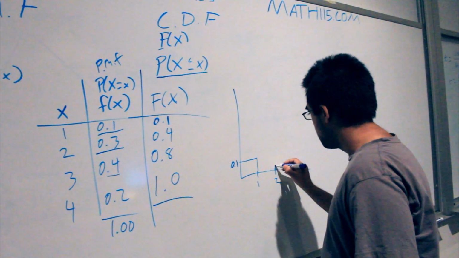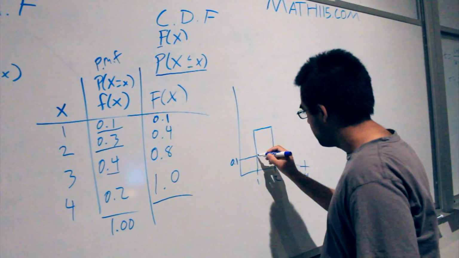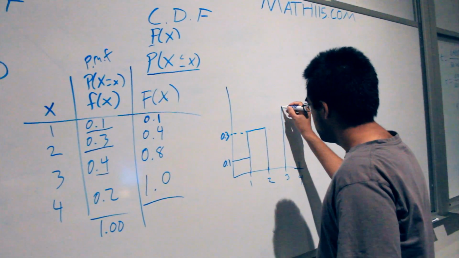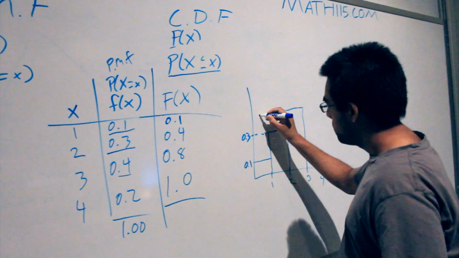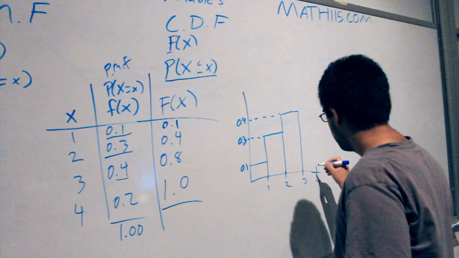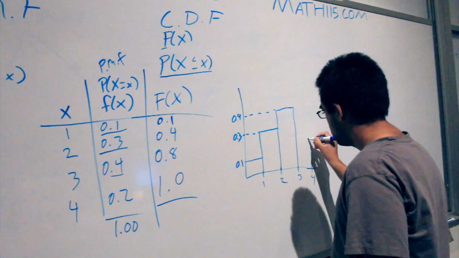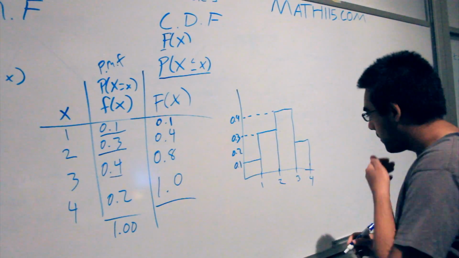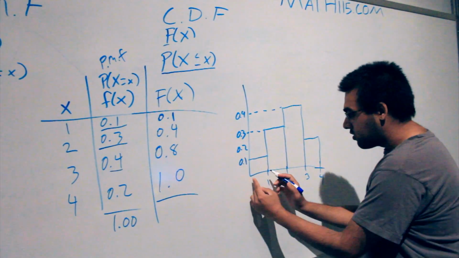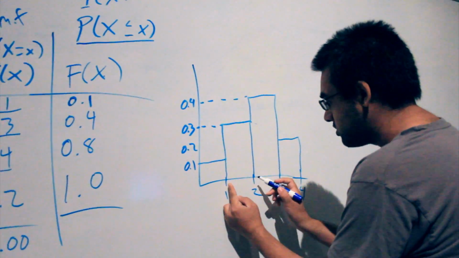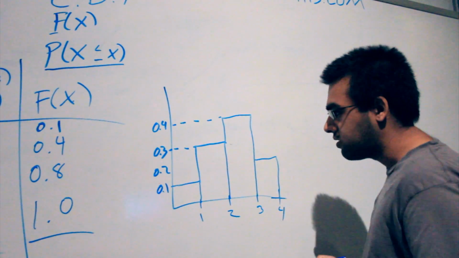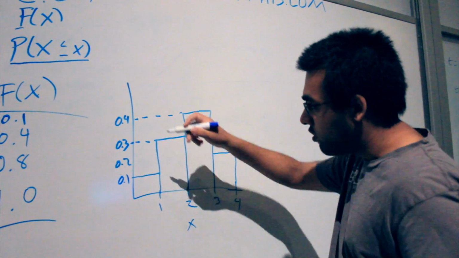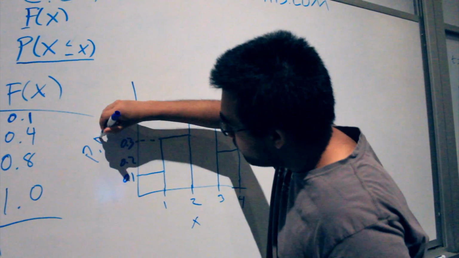Then we go to 0.3. And then 0.4. And then back down to 0.2. Okay, so this bar right here represents the 1. This bar right here represents the 2, and so on, right? So this would be the appropriate graph for the PMF.